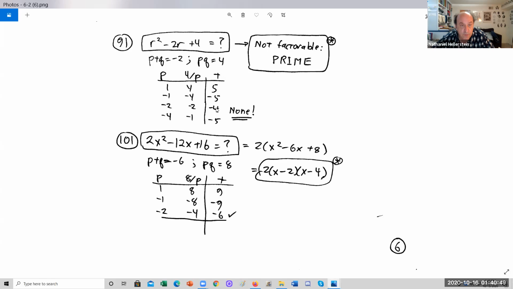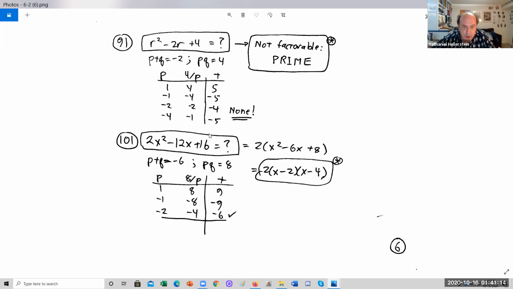Sum is -4. And then if you keep on going up for P, -4, Q is -1, you go back to -5. And in fact, -2 has been skipped. It's not happening. There's no way to do this. So therefore, this is not factorable. It's prime. Same thing, not factorable.